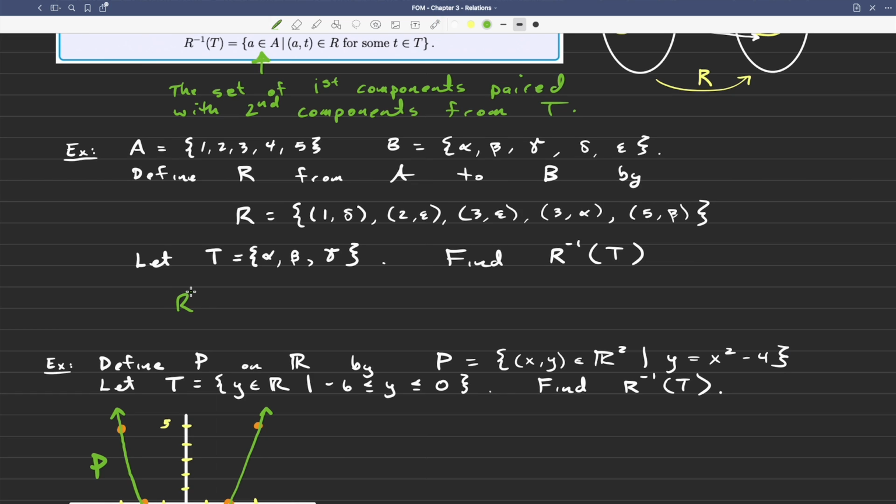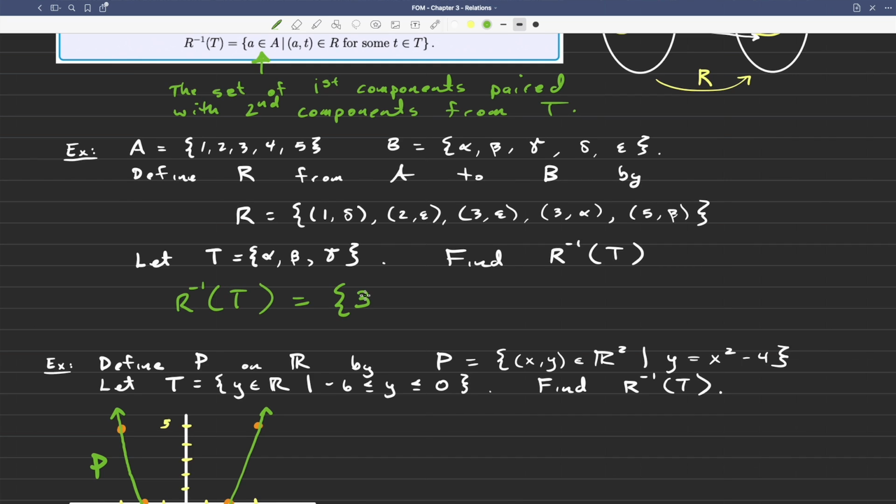So preimage of T is just, okay, what's paired up with alpha? Just ask yourself, what's paired up with alpha in this relation? Well, as I look into the relation, I see that 3 is paired with alpha. So 3 would be in the preimage of T. Is there anything else paired up with alpha? No, I don't see anything.